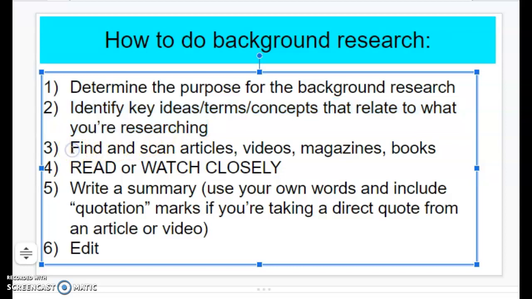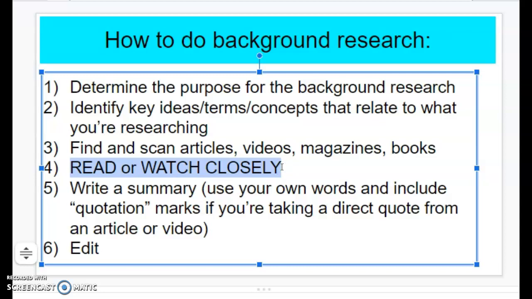The third thing you'll do is find and scan articles, videos, magazines, books. Spend a little time here, but still you're scanning. You're looking around and you're seeing what's out there. Once you've chosen some, like an article or a video that you're like, yes, I like this, you will read or watch this closely, and I chose capital letters here purposefully because this is a really, really important step.